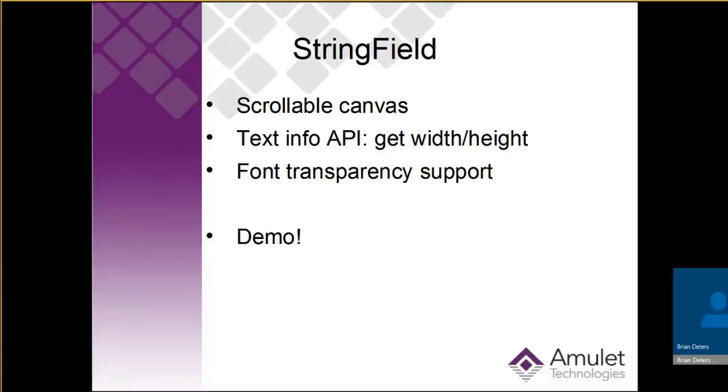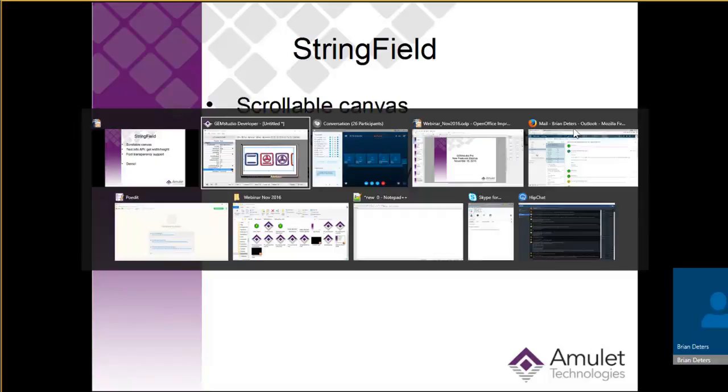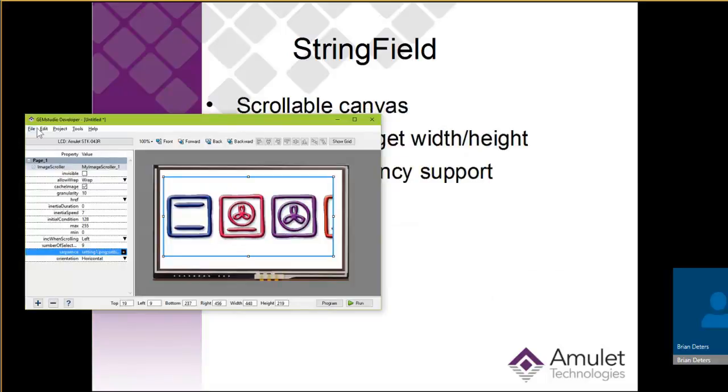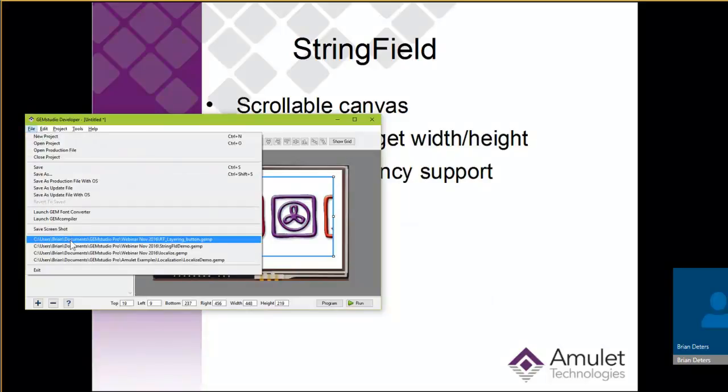We also have a new API to get the width and height of the displayed text, which lets you do cool things because you know the width and height, you know how far to scroll it. And then another cool thing you couldn't do before was have transparent fonts. So let's look at a demo of that.